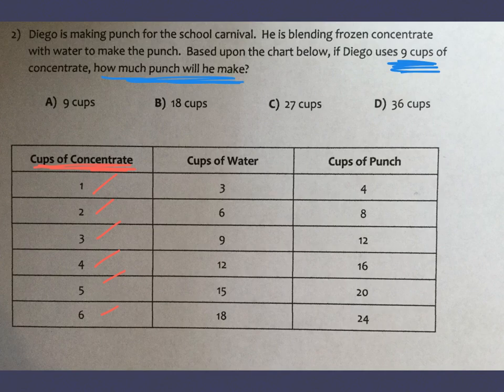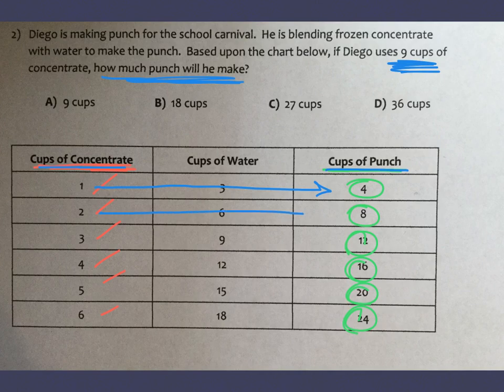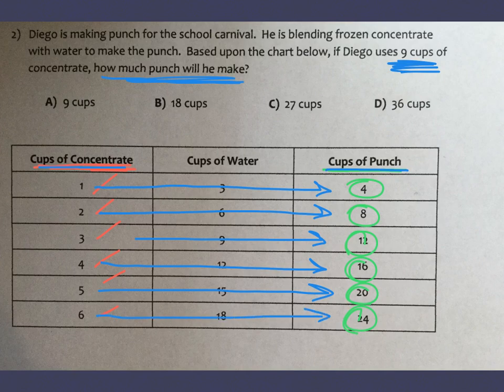So take a look at the punch, the cups of punch. 4, 8, 12, 16, 20, 24. What do we notice about the relationship between the cups of concentrate and the cups of punch? It looks like to get from one to the other, I'm multiplying by 4. 1 cup of concentrate makes 4 cups of punch. 2 cups of concentrate makes 8 cups of punch. 3 cups of concentrate makes 12 cups of punch, and it continues on and on.